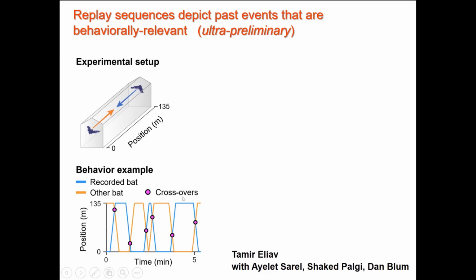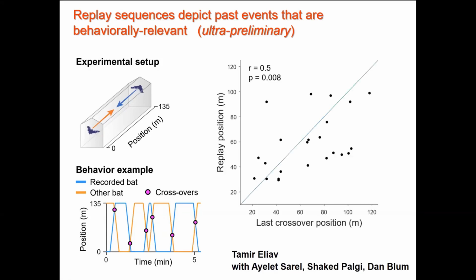And then we can ask, during the rest here, is the position of the replay snippets correlated to where you last met the other bat? Because this is a high-speed meeting or collision avoidance, so it's an important event. So when he's resting here, does he replay the position of the last meeting with the bat? Is there a correlation between the replay position and the previous crossover position during the behavior? And the answer is yes. This is data from one bat, so it's very preliminary, but Tamir is now working on crunching the cluster with the decoder for the other bats. But for this one bat that we have so far, there's a clear correlation between the replay position and the last crossover position. So there seems to be a behavioral relevance for these snippets.